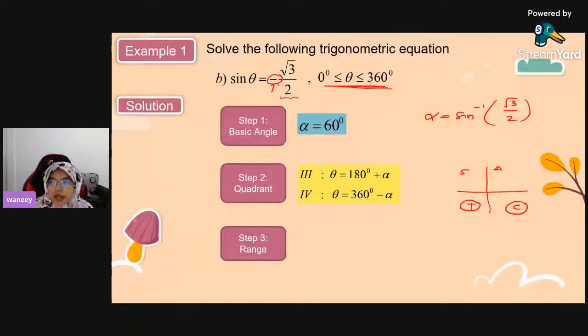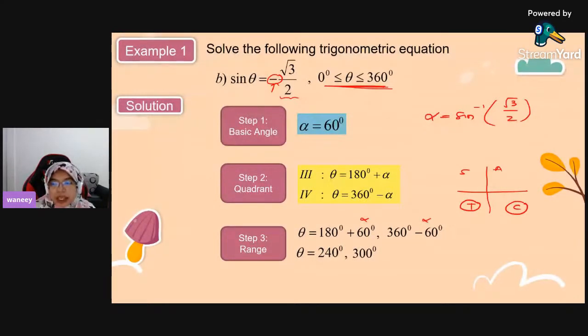Okay, so based on the range in between 0 and 360, it will just be one rotation. So we can directly take whatever theta that we have over here. So the first one is 180 plus alpha. The second one is 360 minus alpha. So this is plus alpha, minus alpha. So you simplify them a little bit. So you're going to get theta is equal to 240 and 300.